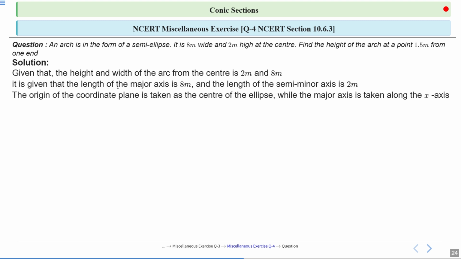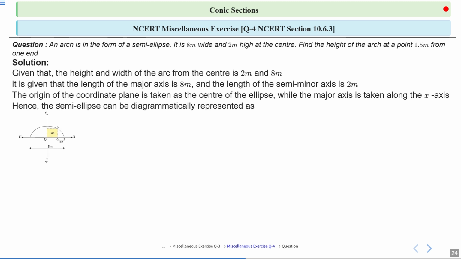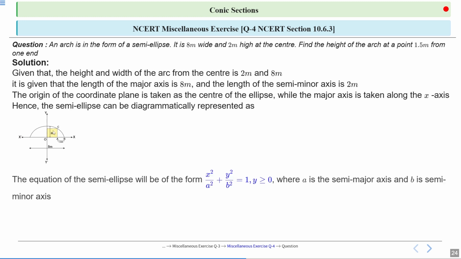So the origin of the coordinate plane is taken as the center of the ellipse, while the major axis is taken along the x-axis. Hence, the semi-ellipse can be diagrammatically represented as follows. Okay, so this is the diagrammatical representation of the semi-ellipse.